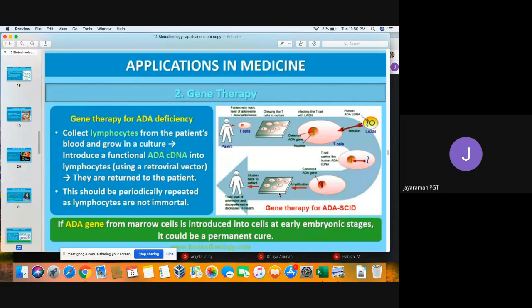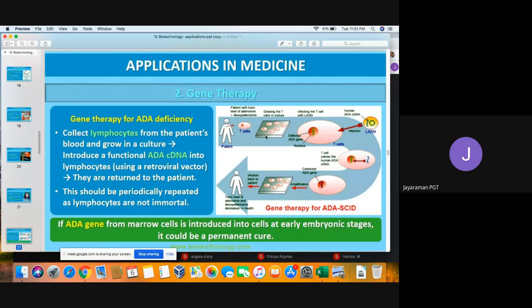You can see it given in the last, below the red colored one, below the picture: gene therapy for ADA. ADA is adenosine deaminase deficiency, lack of a particular enzyme. It is a kind of severe combined immunodeficiency, a very severe form of immunodeficiency. The cells cannot produce B cells and T cells because of the lack of the enzyme.